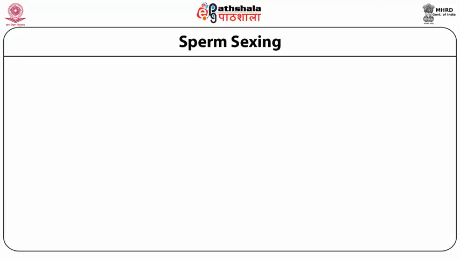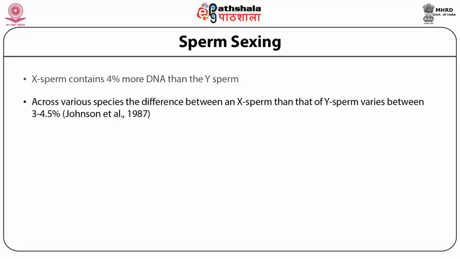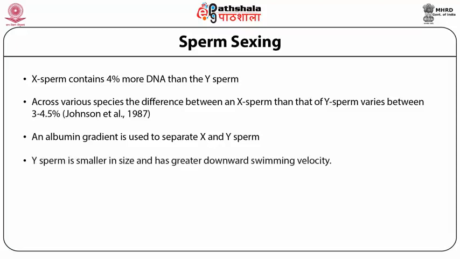So we can say X sperm contains 4% more DNA as compared to Y sperm. Across various species the difference may be as low as 3% or as high as 4.5% in different cattle species. So albumin gradient, Percoll gradient, and other traditional methods can be used for separation of X and Y sperm. Y sperm is slightly smaller in size and has greater downward swimming velocity, so this principle can be used for separation of X and Y sperm. Sperm at the bottom of the column are rich in Y sperm. So if we collect sperms from the bottom of the tube, they will be rich in Y sperm.